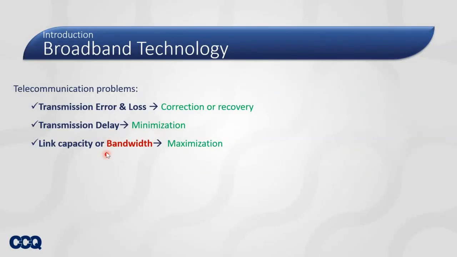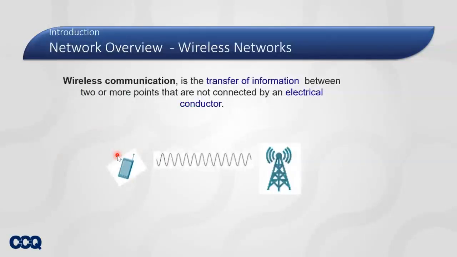So our goal in telecommunication is to maximize capacity and maximize bandwidth and minimize delay and use error correction and recovery mechanisms. So our goal in wireless communication is to maximize the link capacity, maximize the bandwidth, and minimize the delay, and use error correction and recovery mechanisms. If the capacity is low, then users will start facing issues and delays and signal losses.